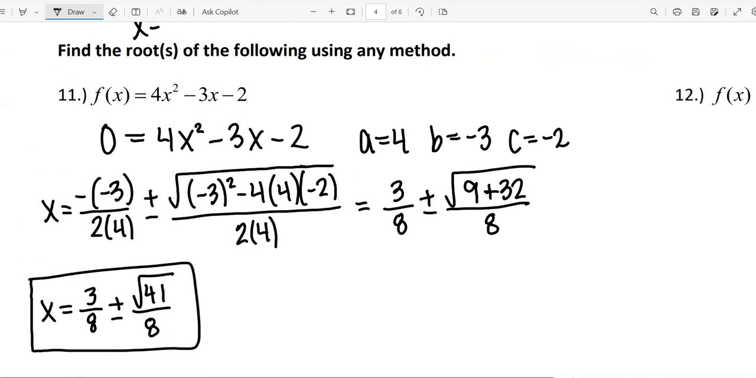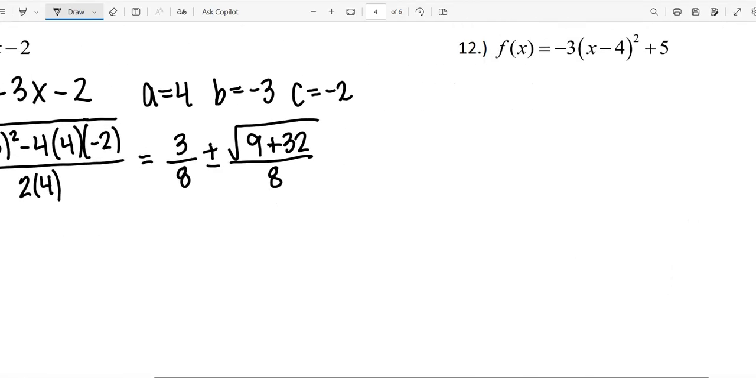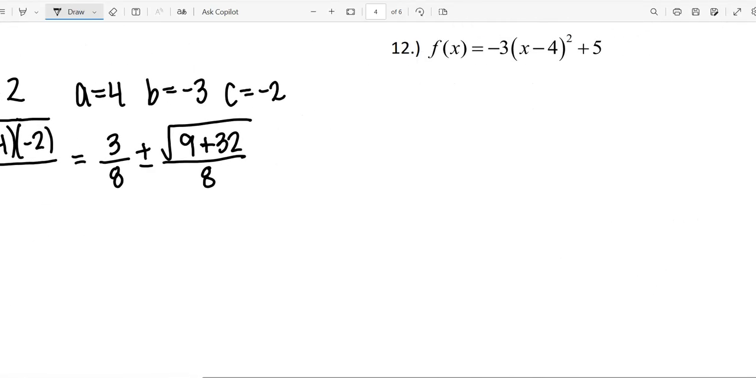These directions say find the roots, so we're good with just x equals. What form is this in? Vertex form. What's my very first step that you're probably going to skip over? Set it equal to 0. 0 equals negative 3 times x minus 4 squared plus 5.